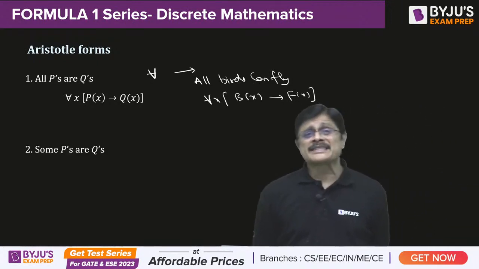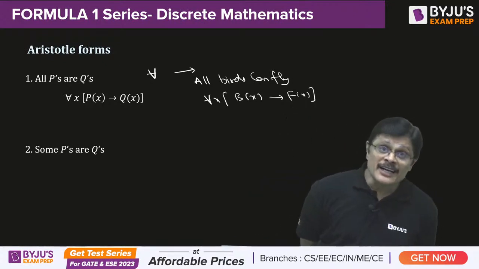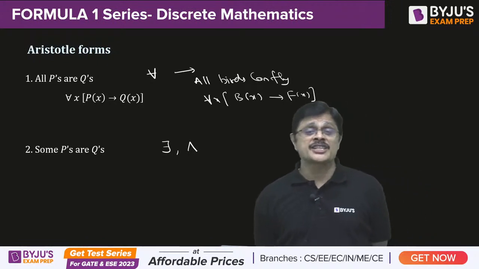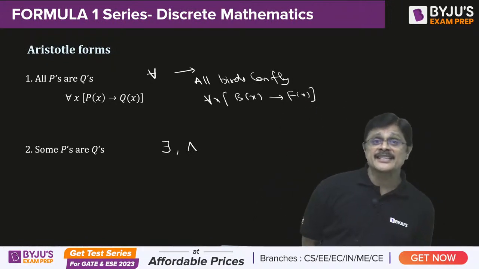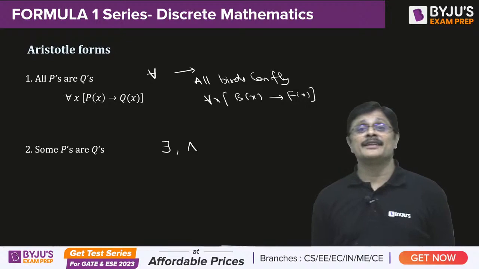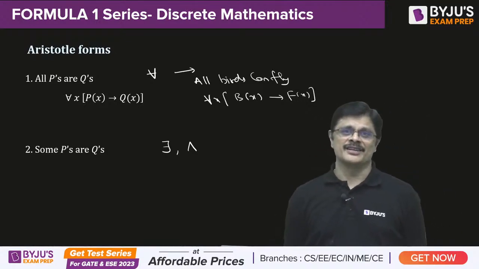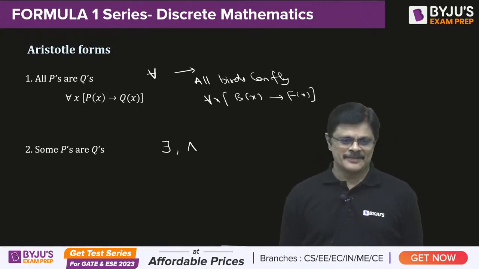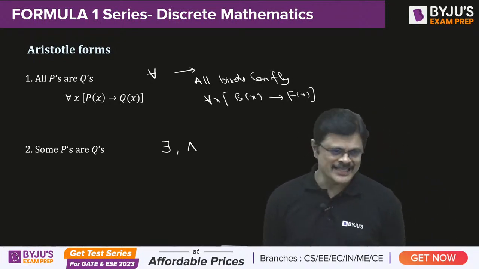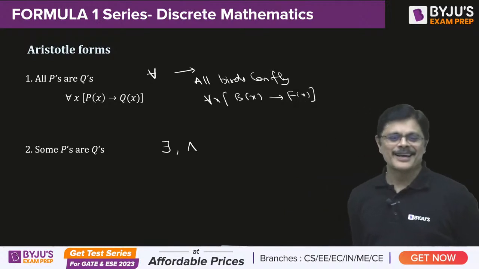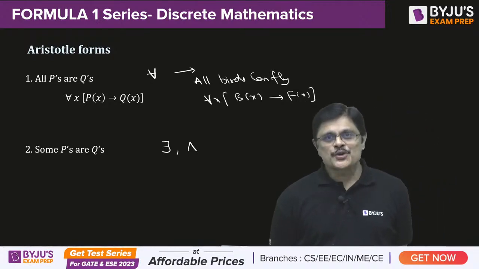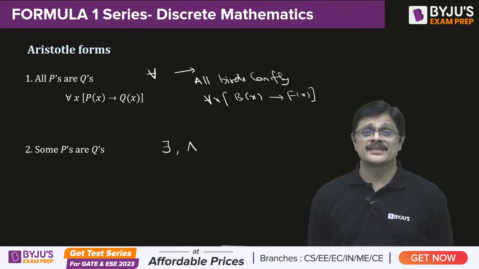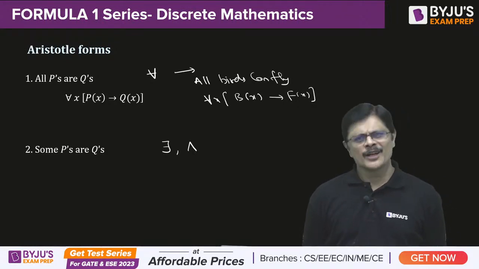Similarly, some P's are Q's. See, here also when some is used in this particular sense, there exists will be followed by conjunction. It's not like there exists always means conjunction. When there exists is used in this sense, it is followed by conjunction. Some students join late. Some students are late to the class. Some students are intelligent. Some birds can fly.